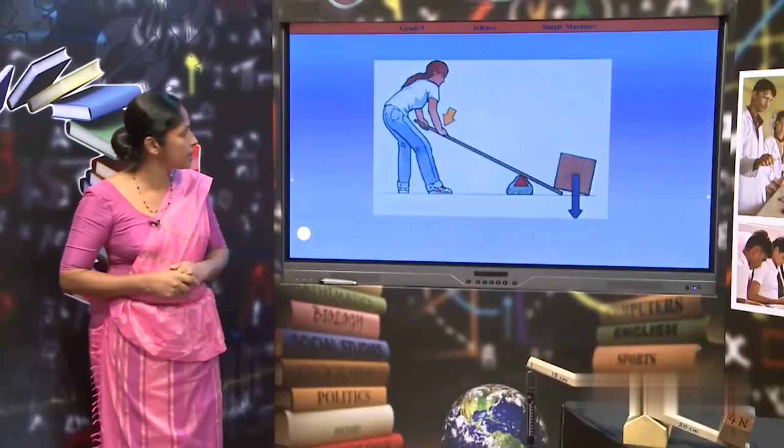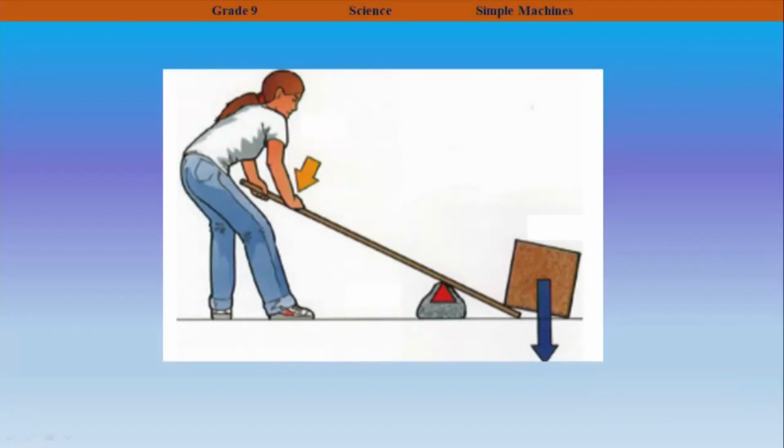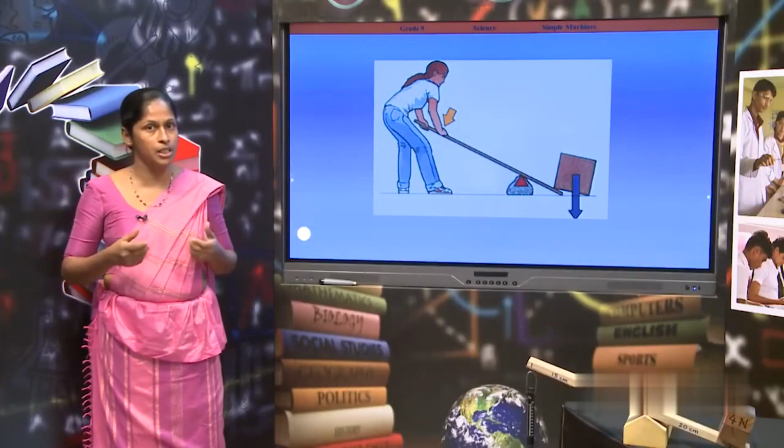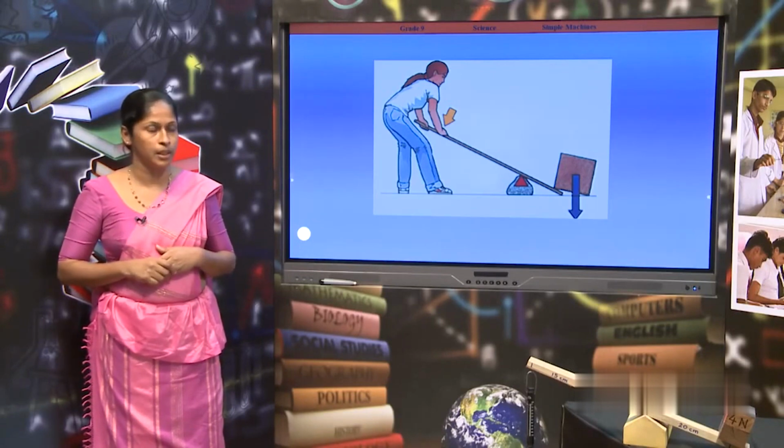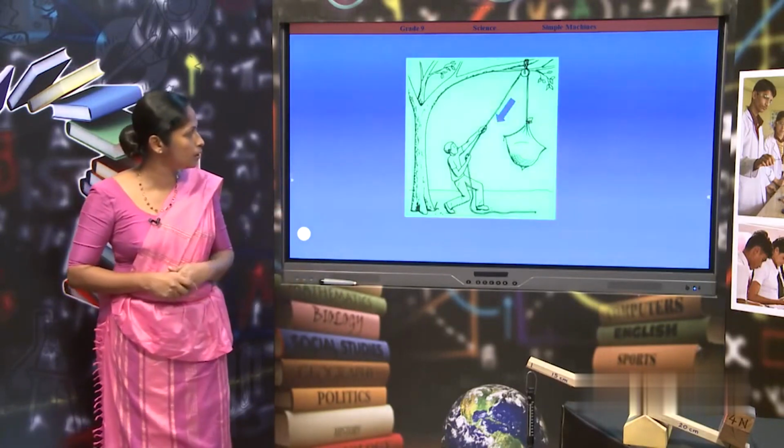Now look at this diagram. This woman is exerting a force to lift the box. The force exerted is less than the weight of the box, and it is easier to exert the force on the rod than lifting it with hands.